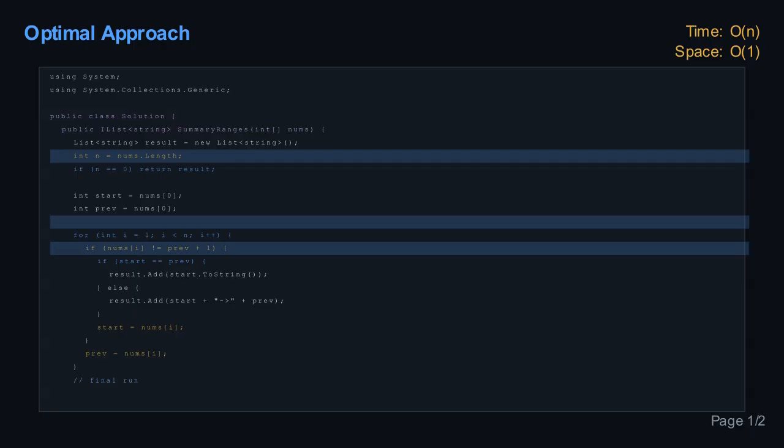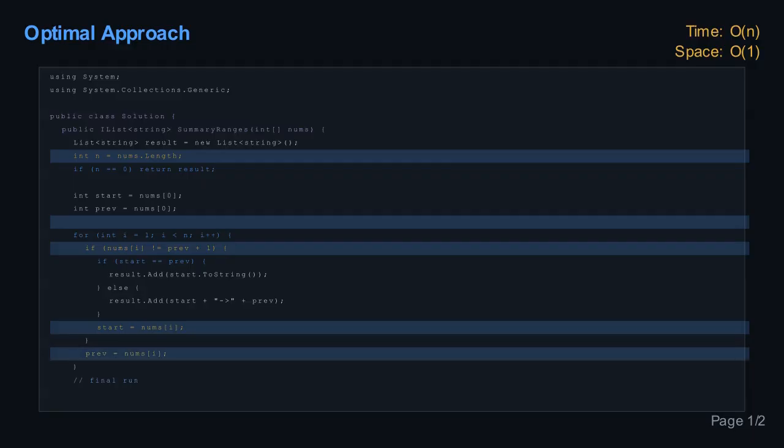If it does not, the run has ended. You compare start and previous. If they are equal, you add a single number string, otherwise you add the range string with an arrow. Then you reset start and previous to the current number and keep going. After the loop finishes, you perform the same add operation one last time for the final run.